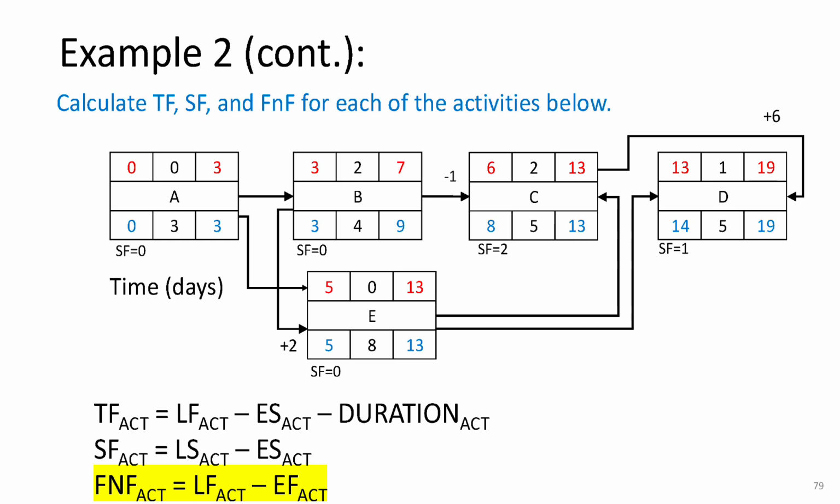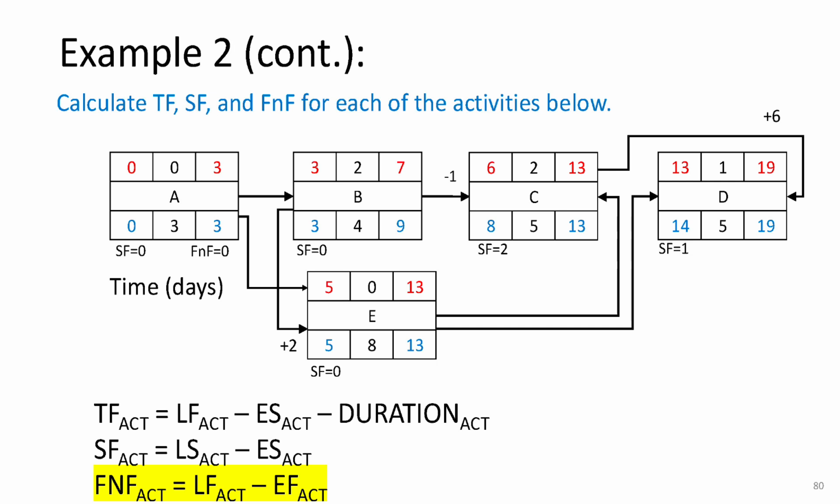Now, let's move on to calculating finish float. Finish float represents the flexibility on the finish side of an activity. The formula for finish float is finish float equals late finish minus early finish. For activity A, we take the bottom right value, late finish, and subtract the top right value, early finish. 3 minus 3 gives us 0. This means activity A must finish on time or the project will be delayed.